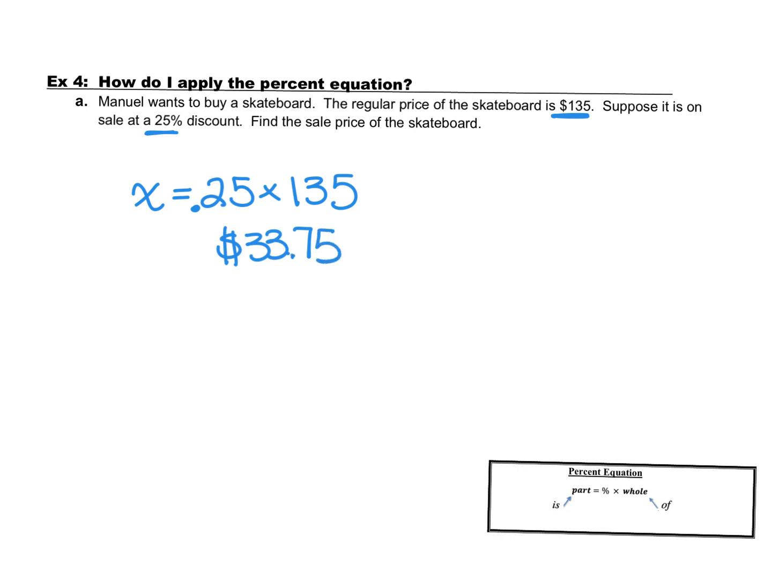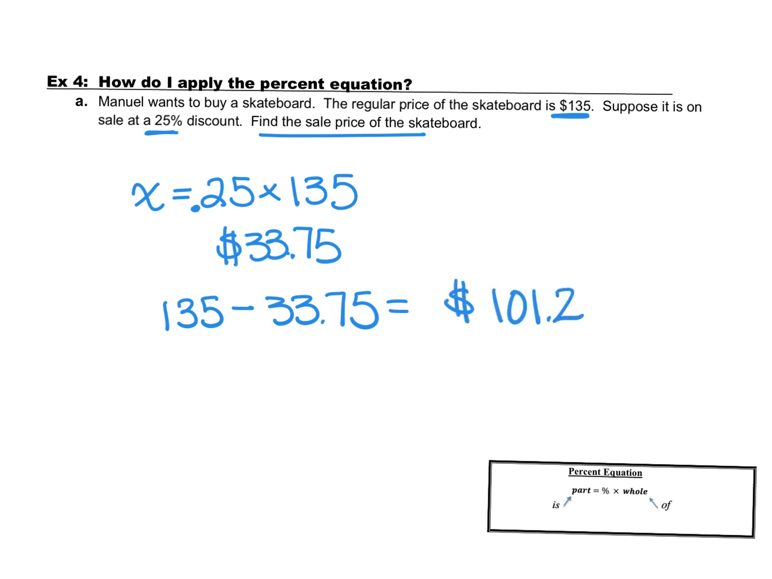So I would take 0.25 times 135, and we get $33.75. So the 25% discount is $33.75. That means that we are saving $33.75. You're not going to pay for that. Remember that a discount you're subtracting from the original price. So then it says find the price of the skateboard. So we found the discount. So we need to take the $135 and we're going to minus the $33.75. And that will give us the amount that we're going to pay for the skateboard. And so on sale for 25% off, we're going to pay $101.25.